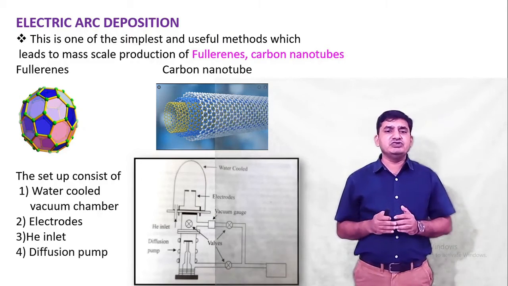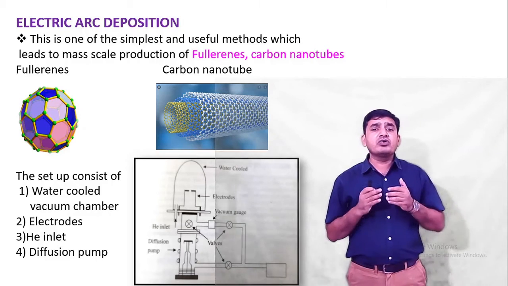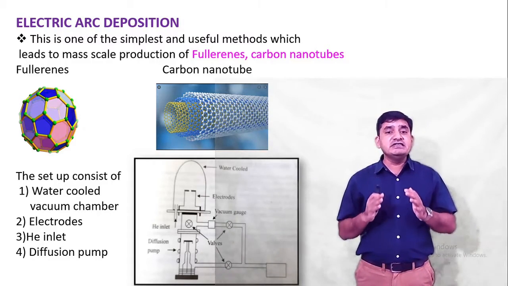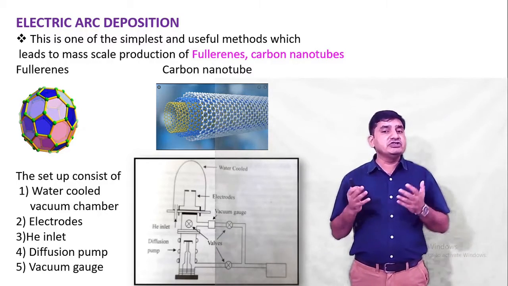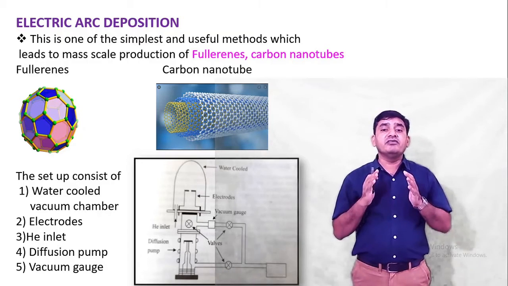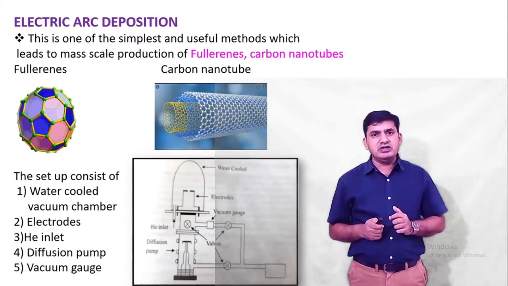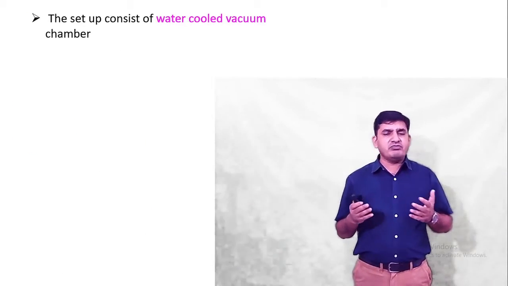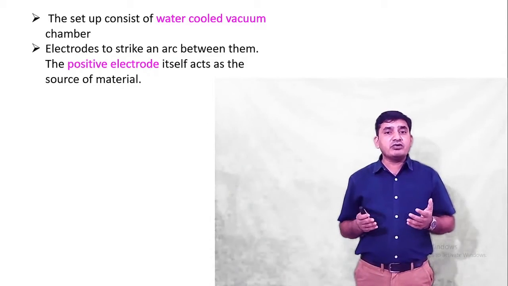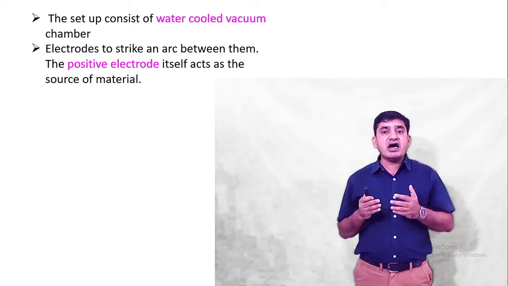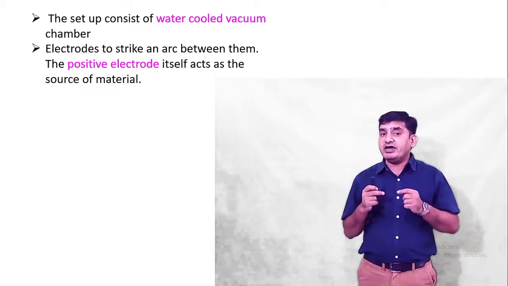So helium is used. Then there is a diffusion pump, which is used to control the vacuum inside the vacuum chamber. Then a vacuum gauge is used to measure the vacuum inside the chamber. Now we will see all this one by one. The setup consists of a water-cooled vacuum chamber, then electrodes to strike an arc between them. That is, the arc is produced between the two graphite electrodes.